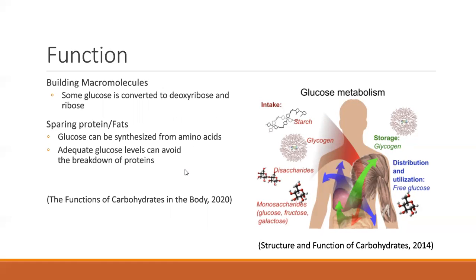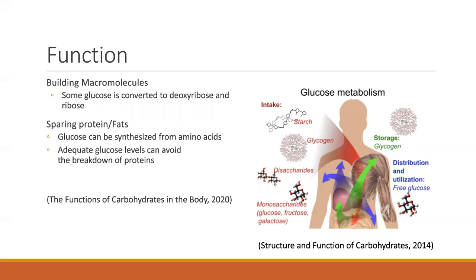Okay, so now we're going to talk about the other two functions. When we're building macromolecules, some glucose is converted to deoxyribose and ribose, which is important. They're the sugars that make up your DNA or RNA.